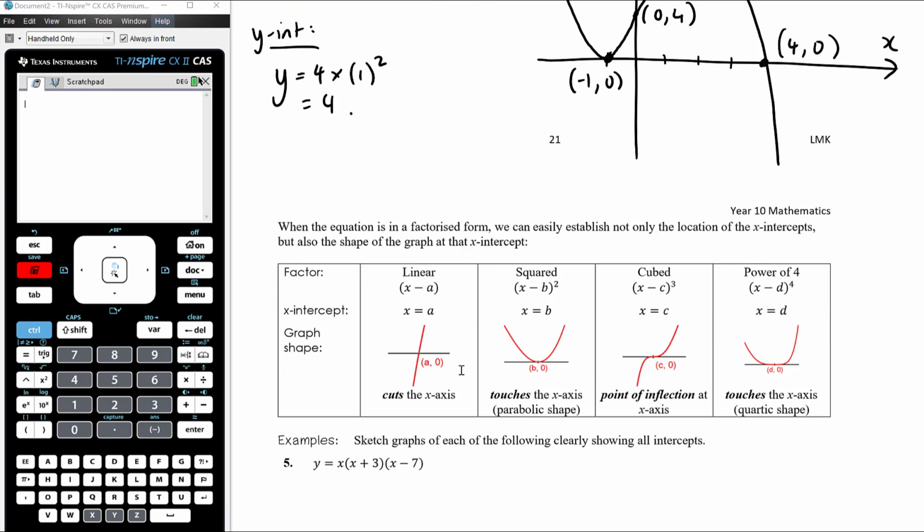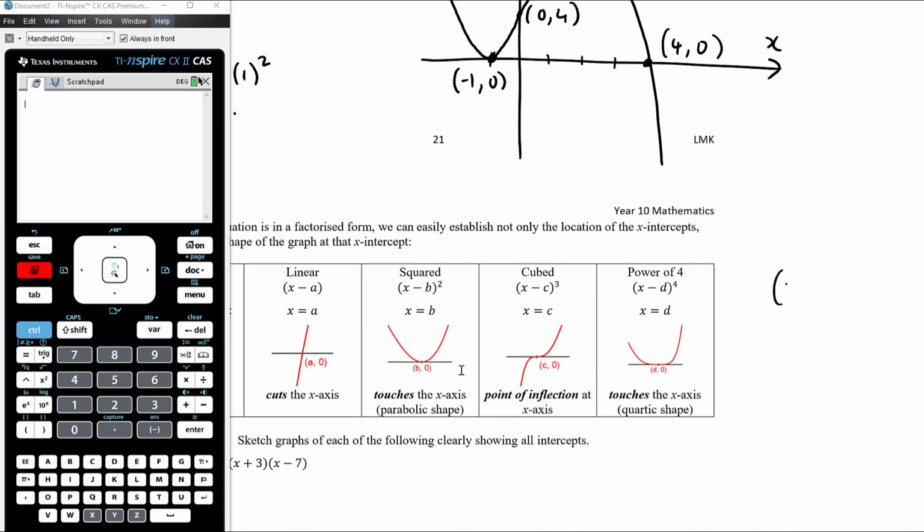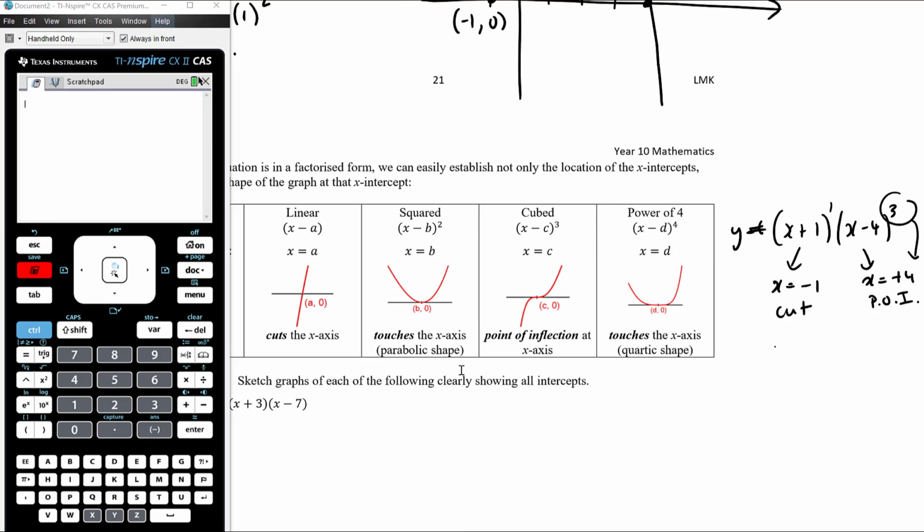If when we factorize the polynomial, we actually have a cubic factor, let's say, for example, you had x plus 1 times x minus 4 cubed. So you'd have x-intercepts at -1 and +4, and at +4 you'd get a cubic shape, a point of inflection at that point. And at this one you've just got a degree 1, so you'd just get a cut. So you'd have a graph that had an x-intercept at -1 and +4. It's a positive quartic, it would cut here and it would have a point of inflection here. And we can extend that out further.